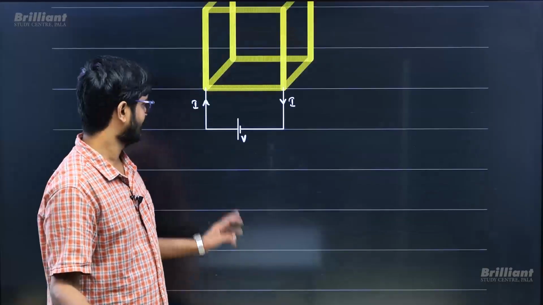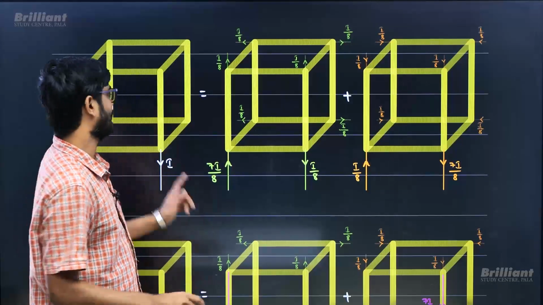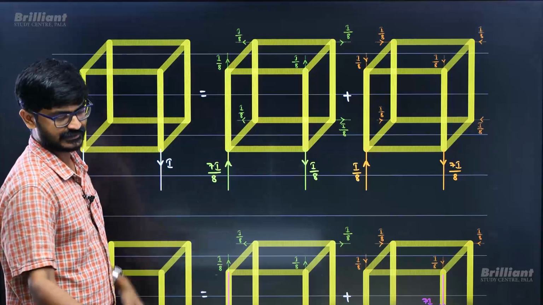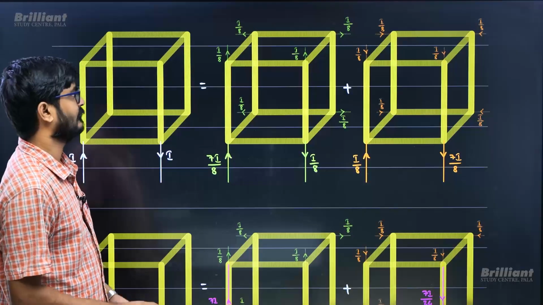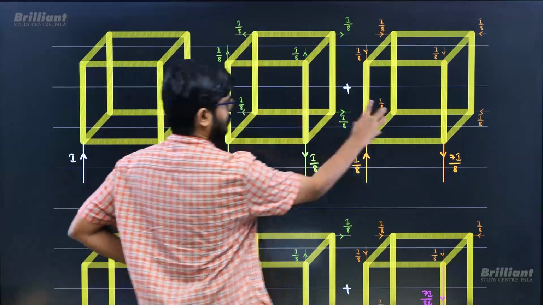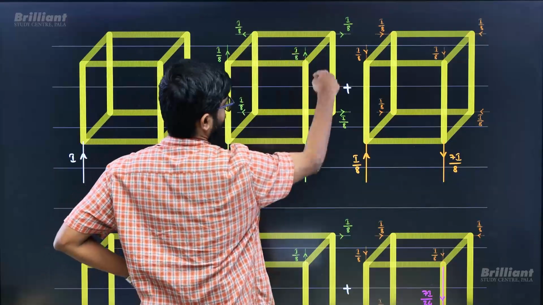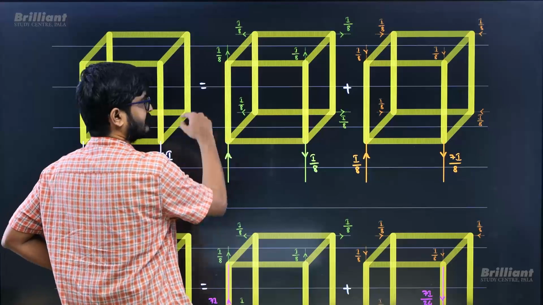If the battery is giving current I, it will be taking current I back. So you can visualize that part like this. I will visualize this as a superposition of these two figures, where I give 7I by 8 from here and take I by 8 from every other corner, so that incoming current equals outgoing current.